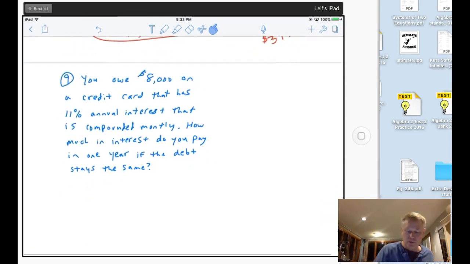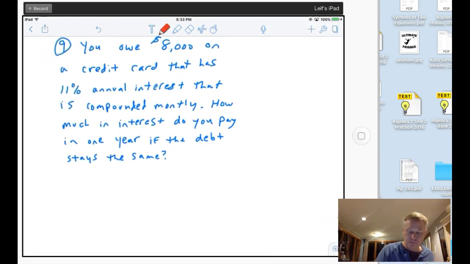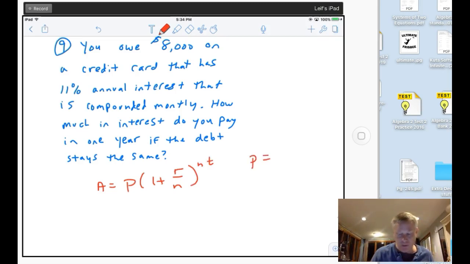All right. So this is the other one I'm going to do. You owe $8,000 on a credit card that has 11% annual interest that is compounded monthly. How much in interest do you pay in 1 year if the debt stays the same? Okay, so this is more along the lines of what we were just talking about. Same formula, A equals P times 1 plus R over N to the NT. P is the principal, the initial amount of the loan.